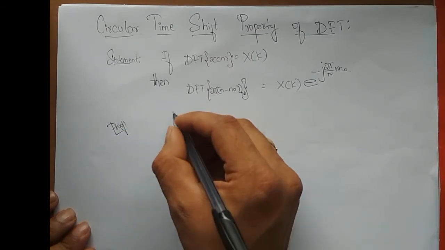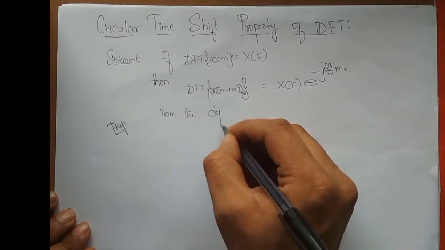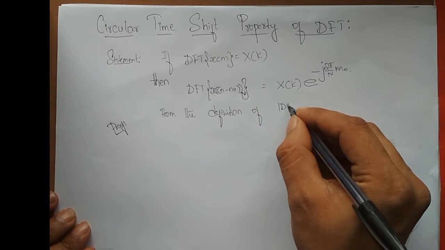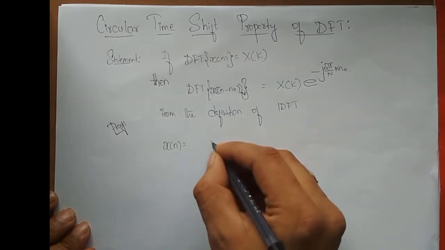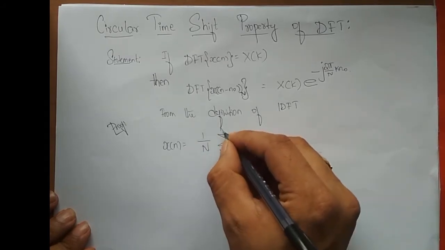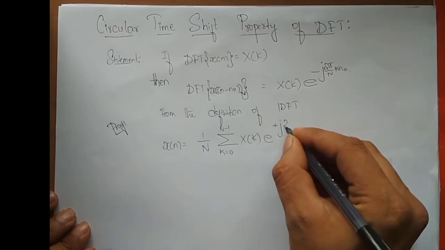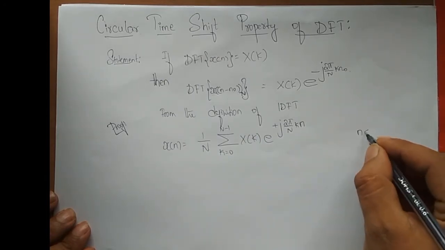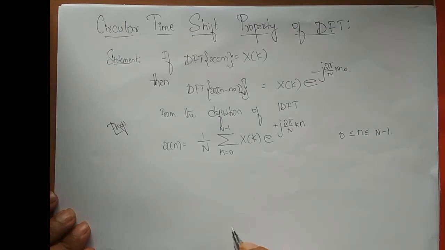So from the definition of IDFT, what is the IDFT formula? x of n is equal to 1 by N into summation k varying from 0 to N minus 1 X of k into e power plus j 2 pi by N into k into n, right? where n is varying from 0 to N minus 1.